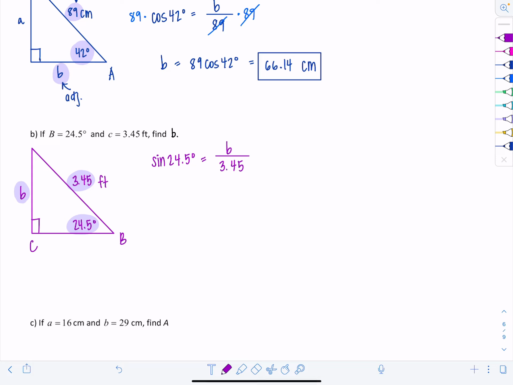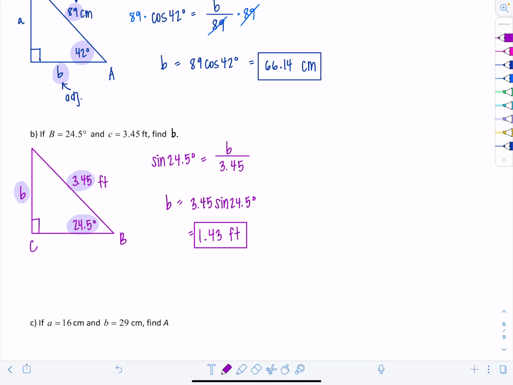And then from here, same as last time, I'm going to multiply both sides by 3.45. So B equals 3.45 times sine of 24.5 degrees. And this comes out to 1.43 feet. All right, good.